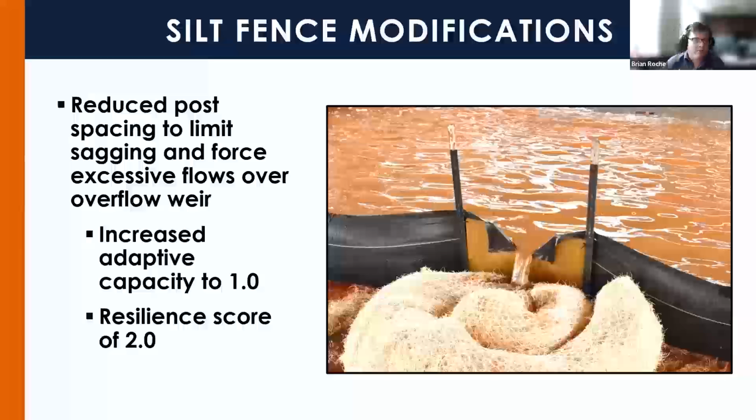We made one final modification, which was reducing the post spacing, where you'd have increased impoundment, to limit that sagging and force those excessive flows over the designed overflow weir. We found that under disruptive conditions, it did overflow where we wanted it to, into the energy dissipation pad of a wattle, which increased the adaptive capacity score to 1 and the resilience score to 2.0, indicating this was a much more resilient practice than the initial Nebraska DOT standard.